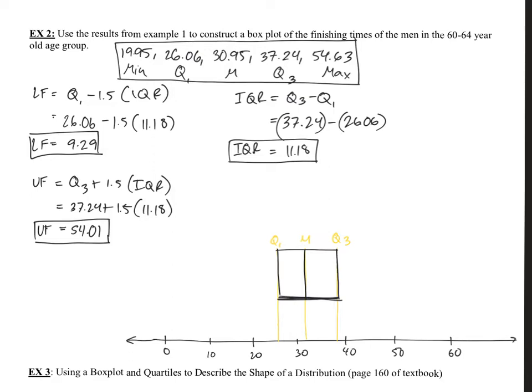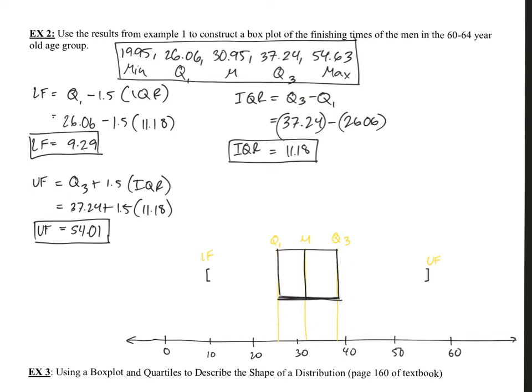Next step. Label the lower and upper fences. Our lower fence is about 9.29, so a little less than 10. And that's my lower fence. And my upper fence is 54.01, a little bit past halfway. And my upper fence. Make sure the way I'm labeling all this is how you should show your work as well, in case this shows up on an exam.